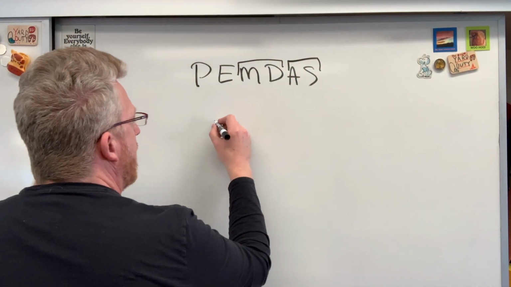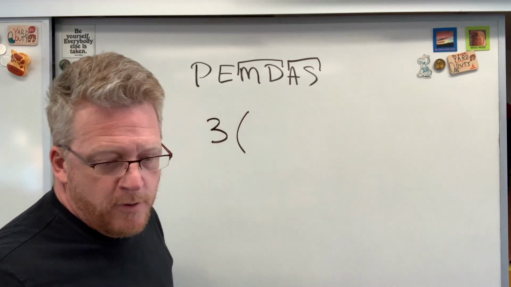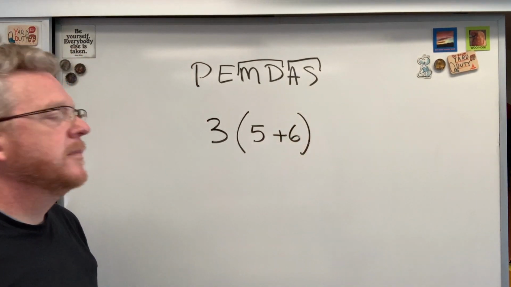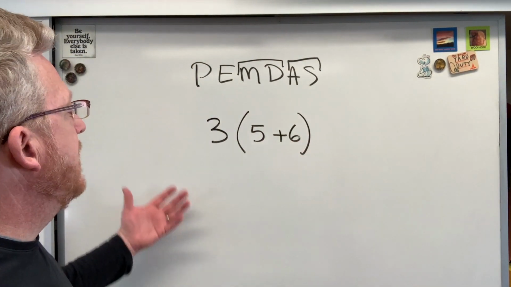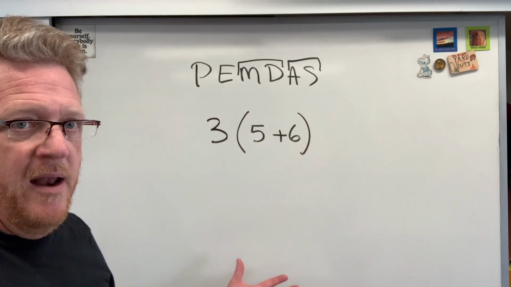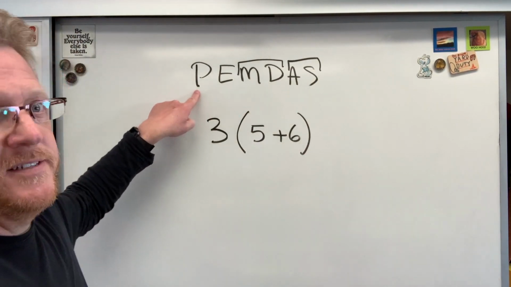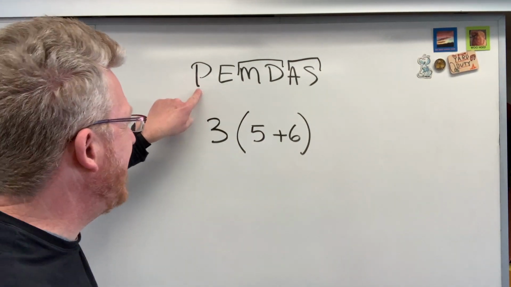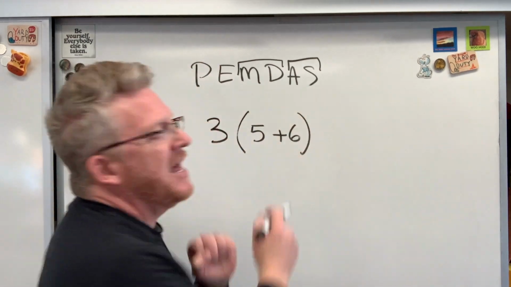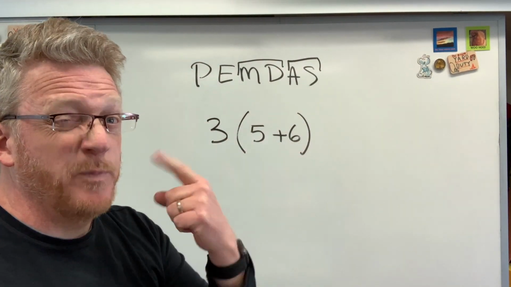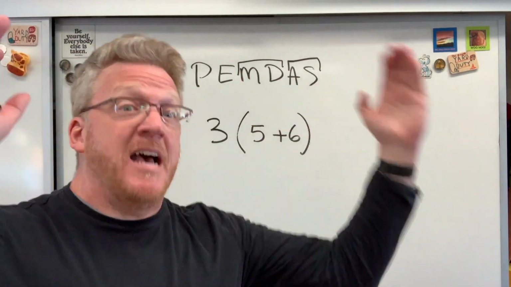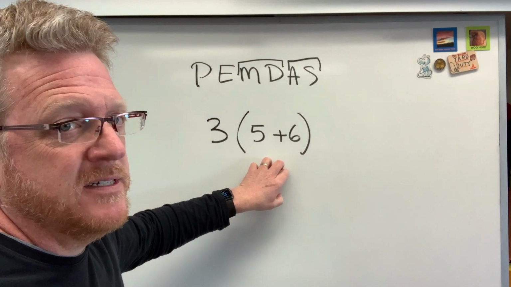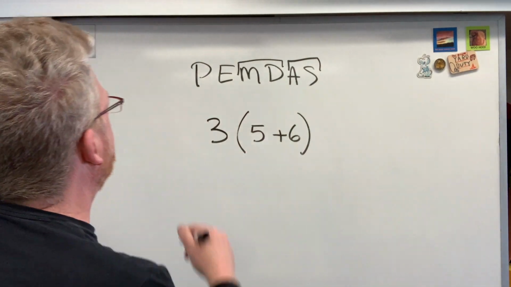If I gave you the math problem 3 parentheses 5 plus 6, we need to solve that. So let's talk about it. Are there any parentheses? There are. If there are parentheses, whatever is inside of those brackets has to happen first. And spoiler, you can have parentheses inside of parentheses in some equations. But in this case, we just have a 5 plus a 6 inside of the parentheses. So let's do that one first.